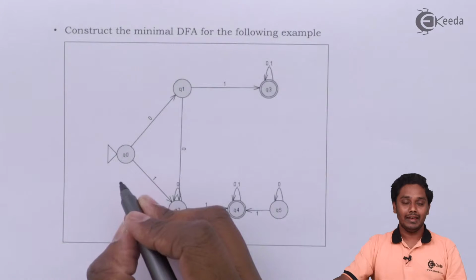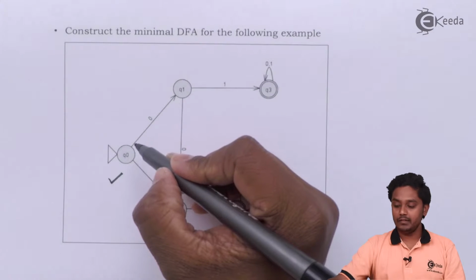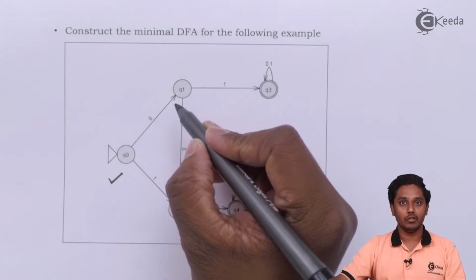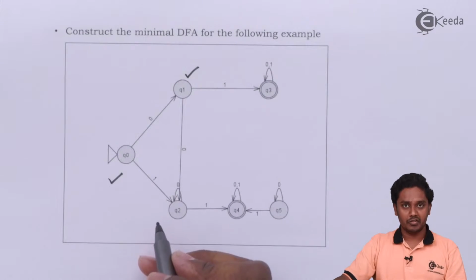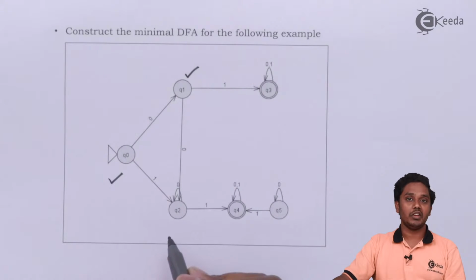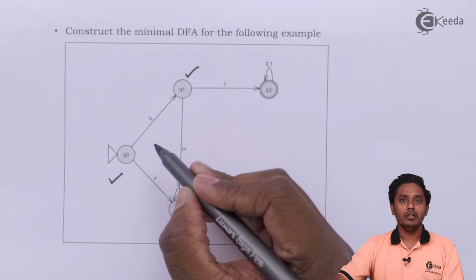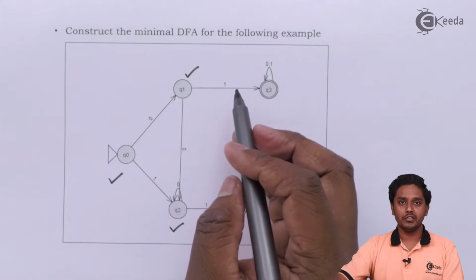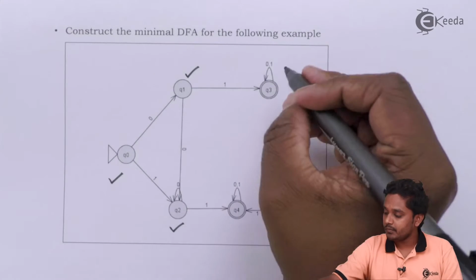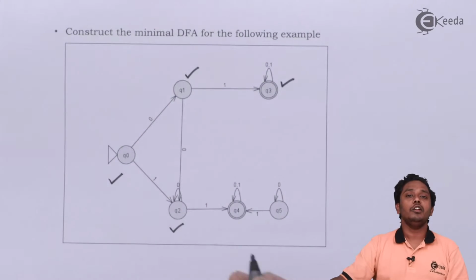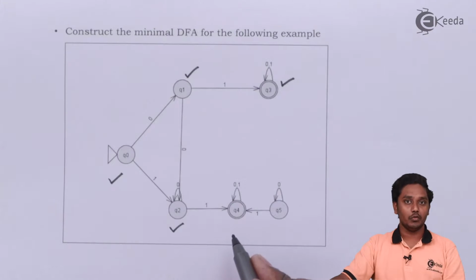Q0 is the initial state, hence it is accessible. On the symbol 0, there is a transition from Q0 to Q1, hence Q1 is also accessible. On an input 1, there is a transition from initial state Q0 to the state Q2, hence Q2 is also accessible. On string 0 followed by 1, there is a transition from the initial state Q0 to the state Q3, hence Q3 is also accessible. On an input 1, 1, there is a transition from the initial state Q0 to the state Q4, hence Q4 is also accessible.